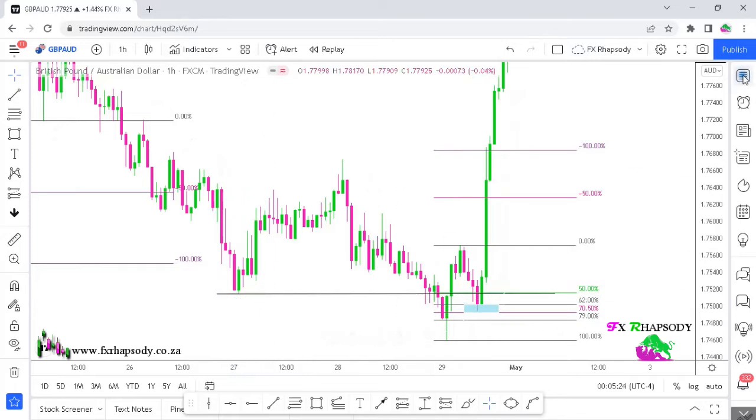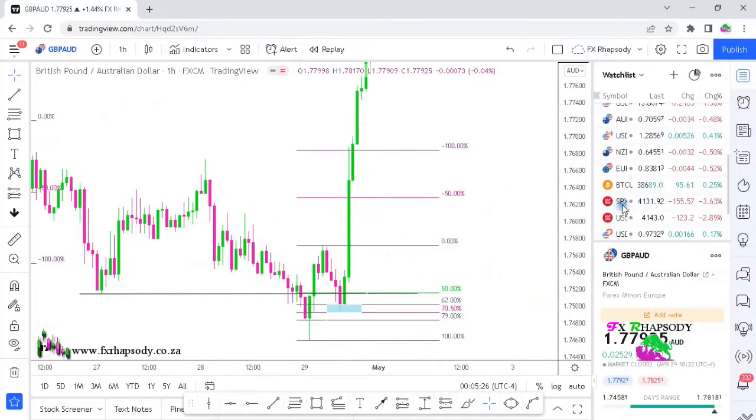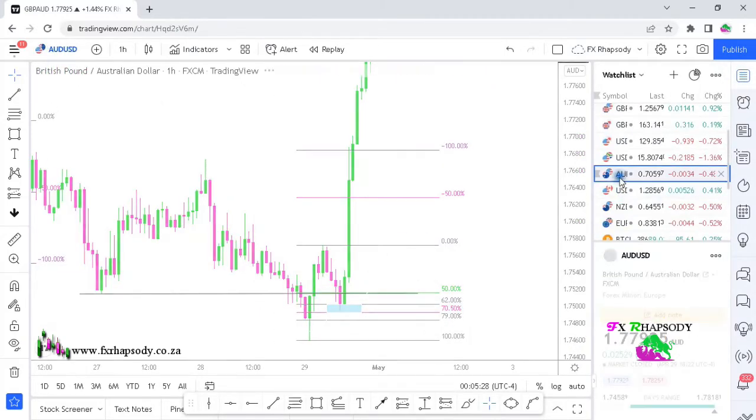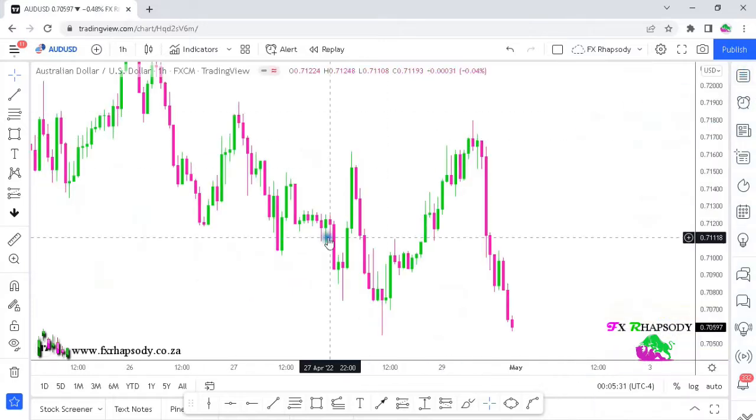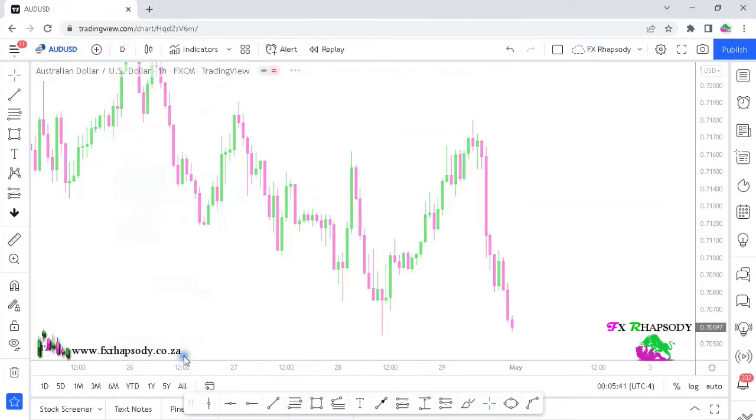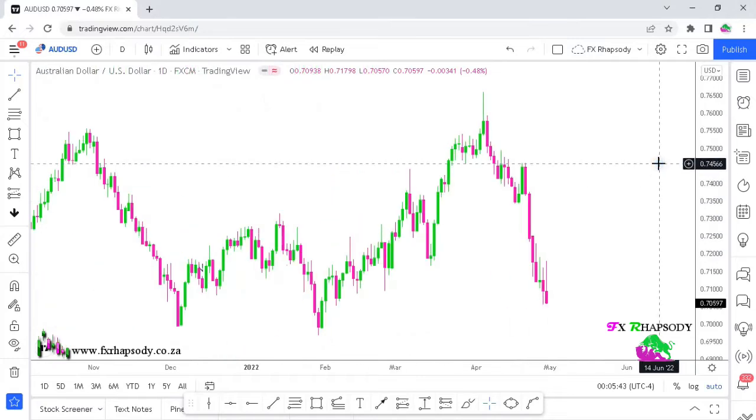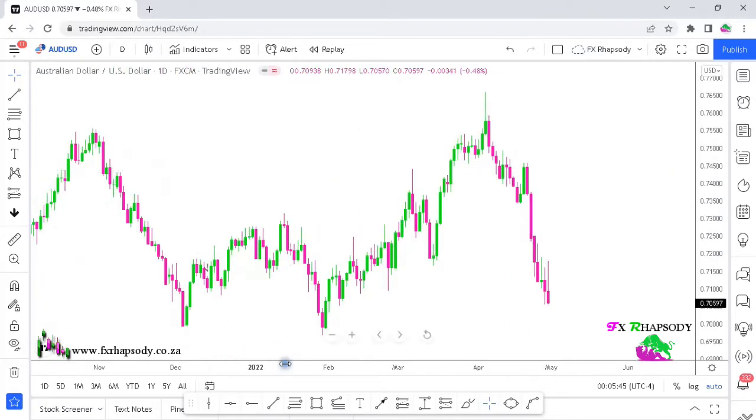Right, let's move on to the next currency pair, which will be Australian dollar. Sorry, there we go. Australian dollar, US dollar. Sorry, I had it the other way around. I was saying US dollar, Australian dollar. So it's Australian dollar, US dollar. Okay, on a daily time frame, what we can see is, okay, I'm just zooming out a little bit.